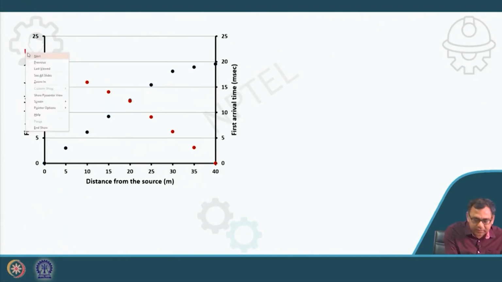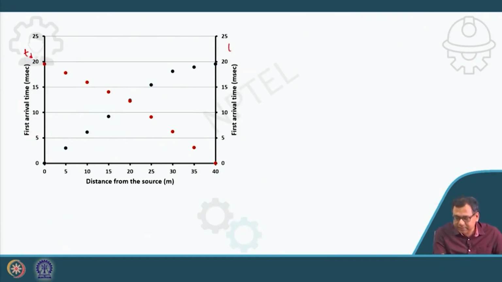This is TD and this axis is TU. Okay, this is TD and this is TU. Now let's join them. So first join them. You can see up to 20 meter, or here up to here, there is no problem.